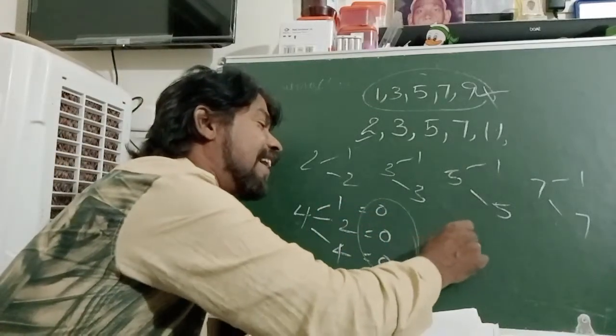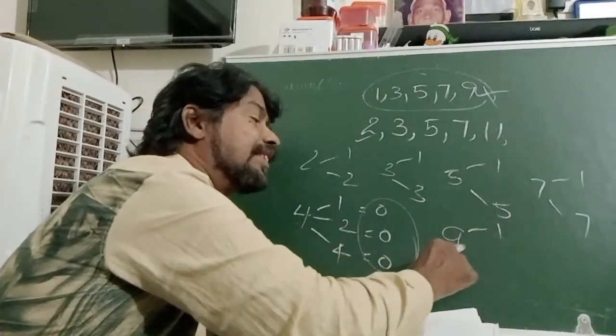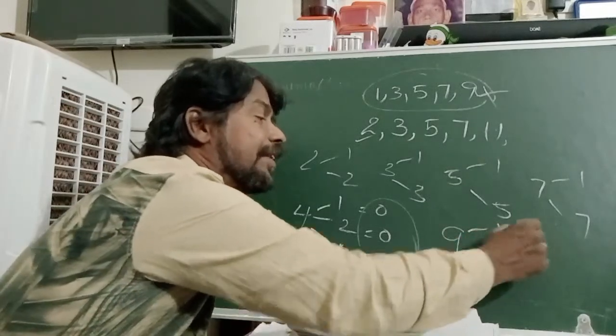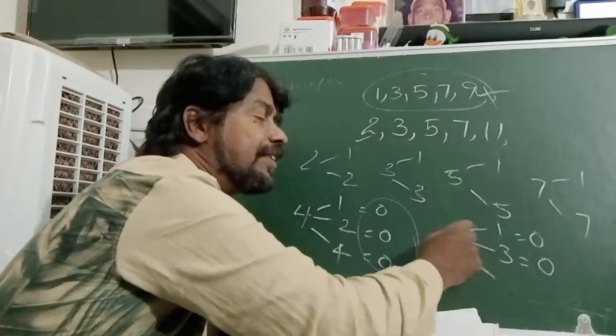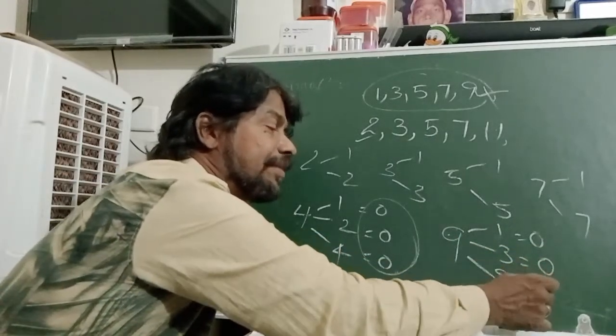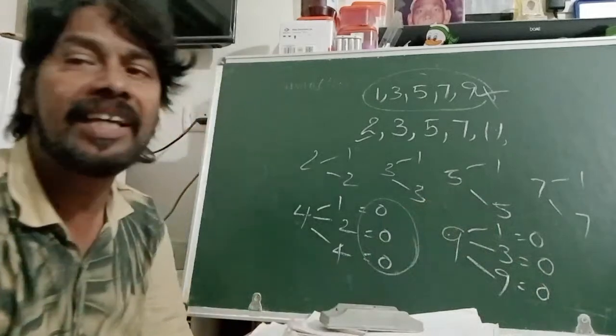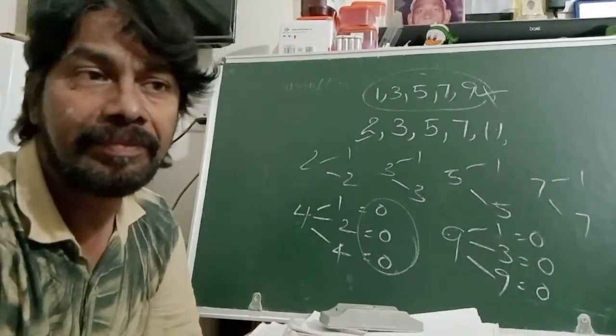Suppose you take the case of 9. If you divide 9 by 1, you get a remainder 0. If you divide 9 by 3, you get a remainder 0. If you divide 9 by 9, you get a remainder 0. So that's why 1, 3, 9 are the factors of 9.